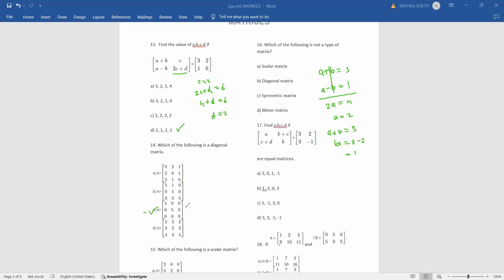That is the example for a diagonal matrix. Non-diagonal elements are zero. Diagonal elements are non-zero.